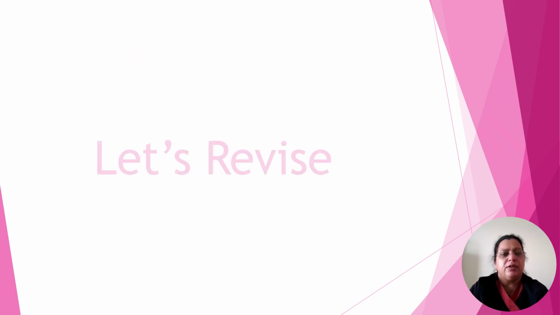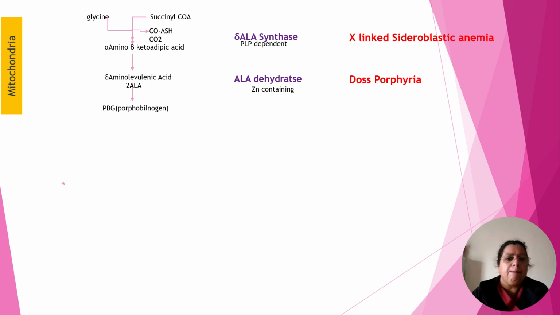So let's go ahead and revise the heme synthesis. The synthesis of porphyrin starts in the mitochondria. We have the substrates glycine and succinyl-CoA, which combine in presence of enzyme delta ALA synthase to form an intermediate alpha amino beta keto adipic acid, which is converted into the delta amino levulinic acid. 1 molecule of carbon dioxide and 1 molecule of coenzyme A are eliminated. Deficiency of this enzyme delta ALA synthase leads to sideroblastic anemia.